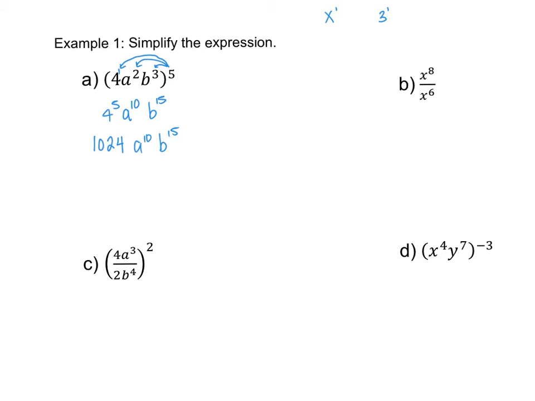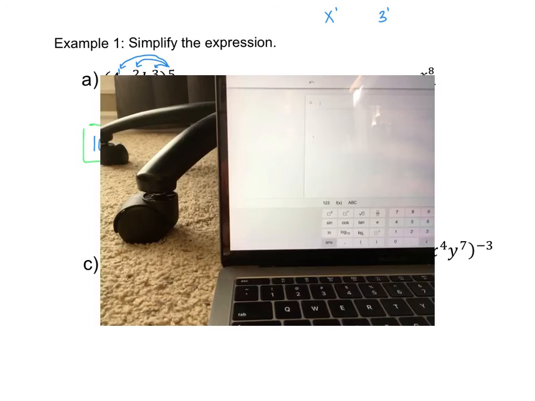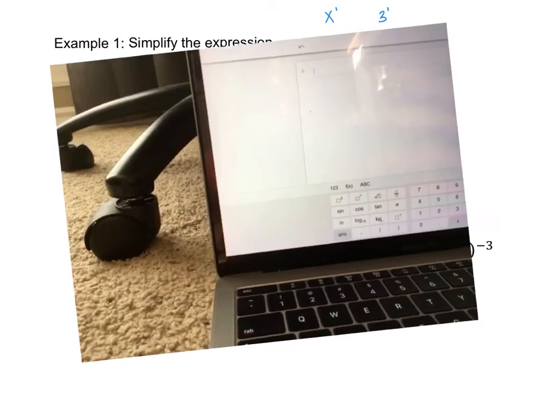I know this answer is done because I have positive exponents, there's no negative exponents, and I can't combine any like terms here. So this is my final answer. I'm now going to show you how I got this number here. So I'm going to switch my camera over. Give me one moment to do that. So if I were to do video, there we go.